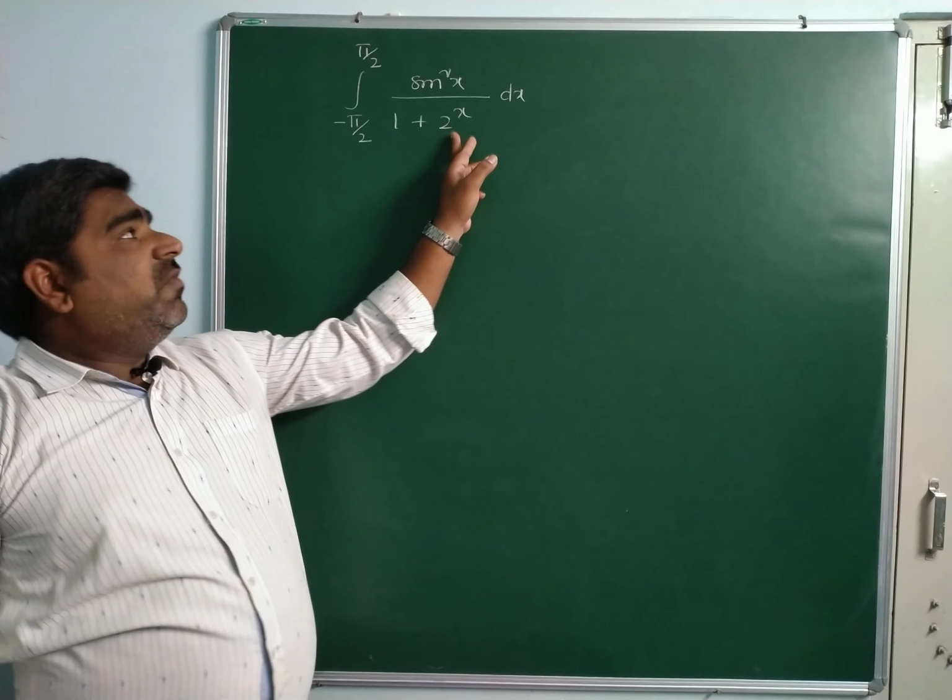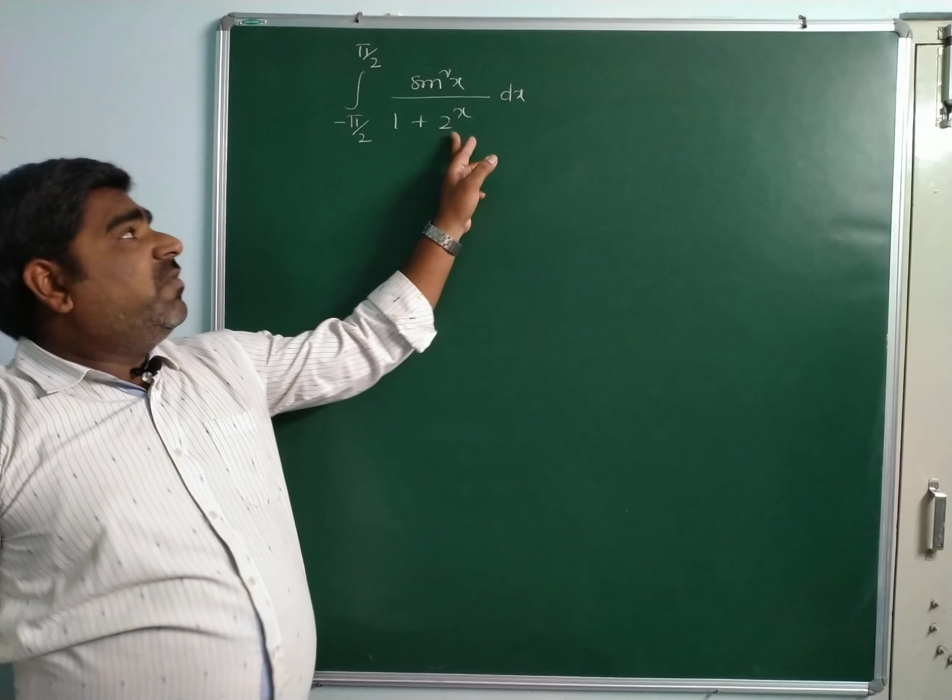See, let I be equal to this, equation number 1. Yeah, I am going to use a property. The property is integral from a to b of f of x dx is equal to integral from a to b of f of a plus b minus x dx. This is called the King rule. I am going to apply the property here.